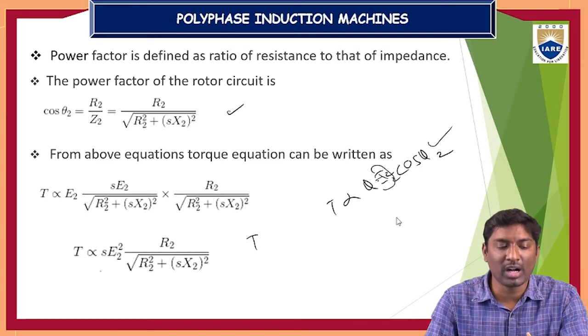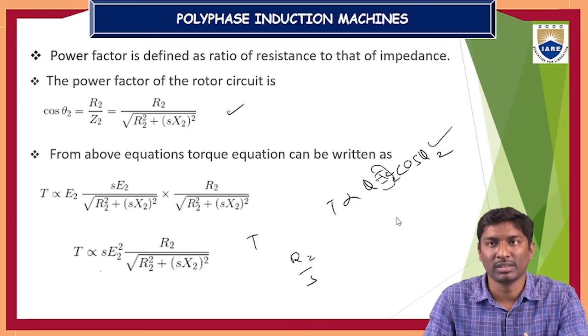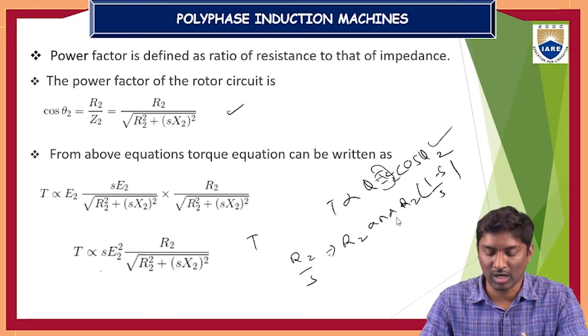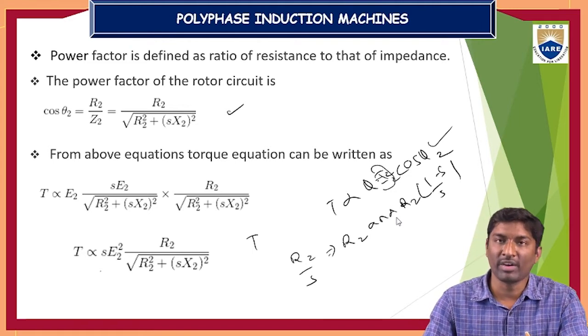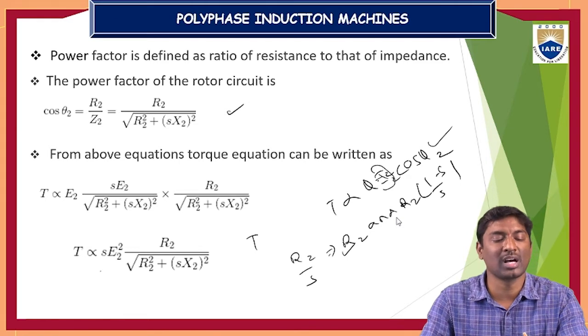So from the above current equation, the resistance R2 by S is a function of slip and can be split into two parts, that is R2 and R2 into (1 minus S) by S. Here R2 is the rotor resistance, and R2 into (1 minus S) by S is the resistance that represents the electrical load of the motor.